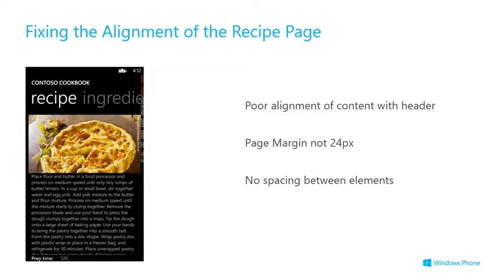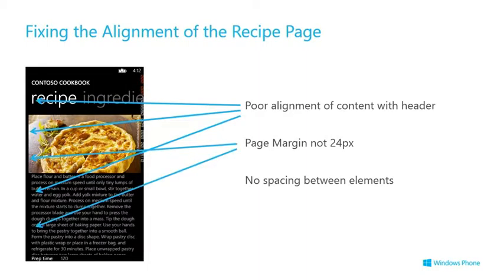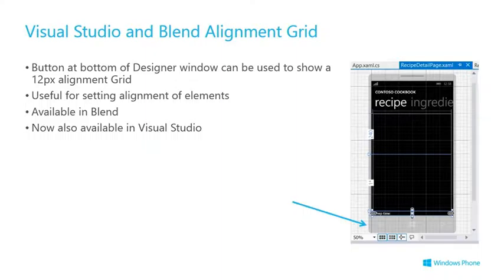So at the moment we've got a few little problems with our first pass. The content is not aligned with the header. The page margin is not 24 all the way down, and the spacing between elements is pretty poor as well. Everything's kind of crammed up. Yeah, it's not so good. We can fix all this kind of thing, and this is what we're going to do.